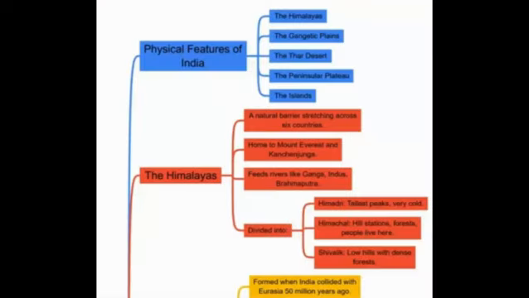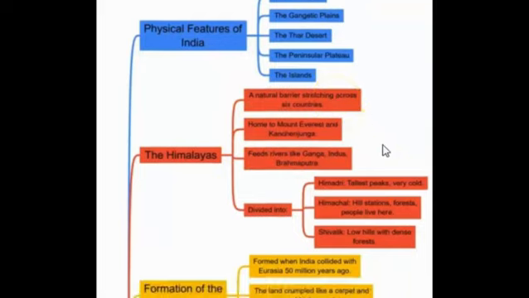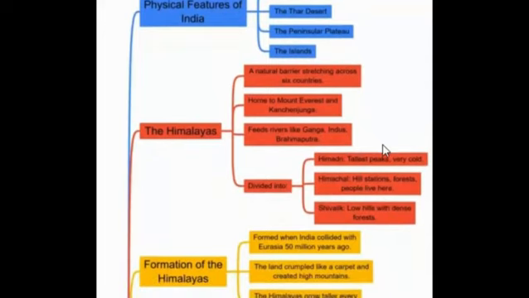Now let's go through the mind map of this chapter. Some physical features of India are the Himalayas, the Gangetic Plains, the Thar Desert, the Peninsular Plateau, and the islands. The Himalayas are natural barriers stretching across 6 countries, home to Mount Everest and Kanchenjunga, and feed rivers like Ganga, Indus, and Brahmaputra. They are divided into 3 parts: Himadri, Himachal, and Shivalik.